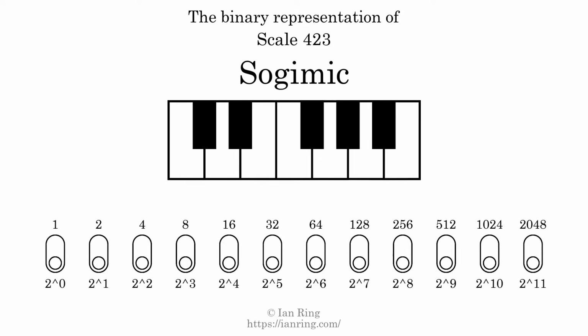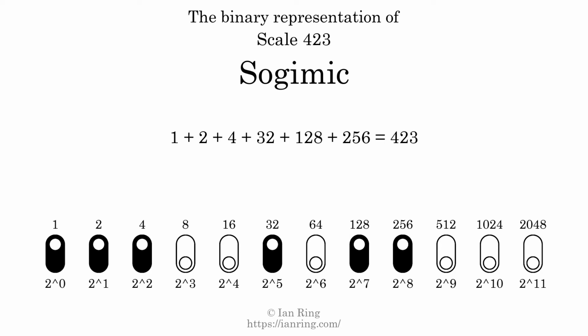The binary representation of this scale is determined by mapping tones of the scale to binary digits. Each binary digit represents a power of 2. To get the scale number, we add the powers of 2 together. The powers of 2 that are present in the scale, all added together, equals 423. That is why the scale number, in decimal, is 423.